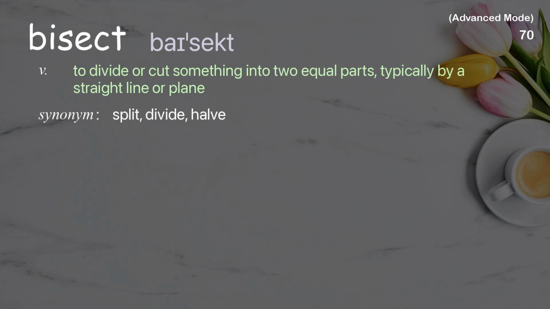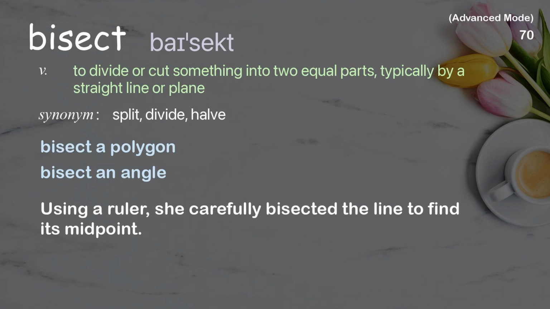Bisect. To divide or cut something into two equal parts, typically by a straight line or plane. Examples: Bisect a polygon. Bisect an angle. Using a ruler, she carefully bisected the line to find its midpoint.